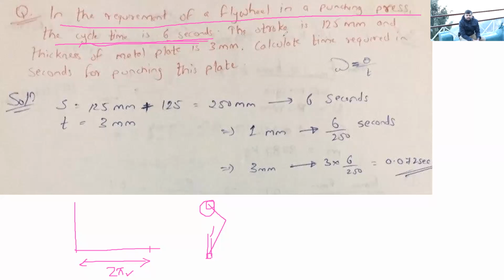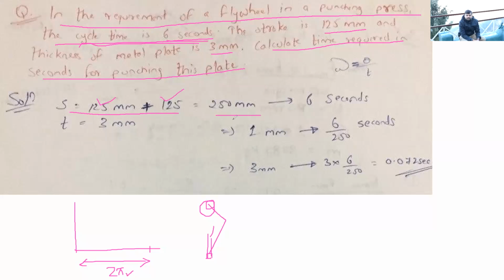Now the stroke length is given to us as 125 mm, and the thickness of the metal plate is 3 mm. Calculate the time required in seconds for punching this plate. This is a very simple question, but let's see the approach. The stroke length of 125 mm will be taken twice since we are talking about the cycle: one would be the cutting stroke, another the return stroke. So the total stroke length is 125 multiplied by 2, that is 250 mm.